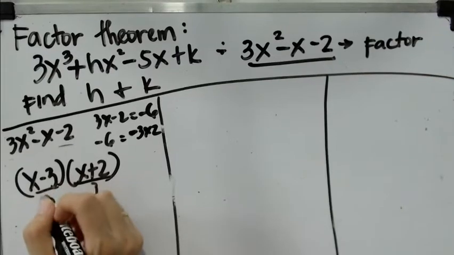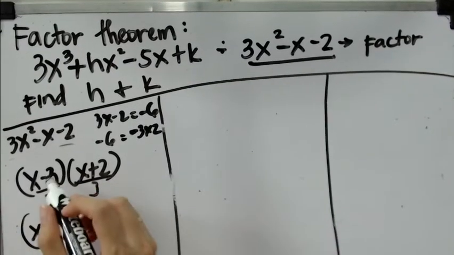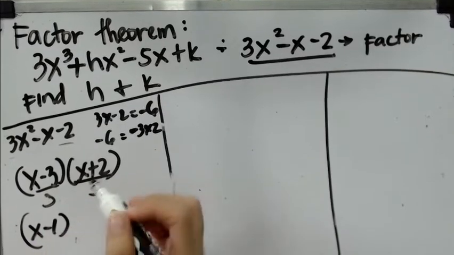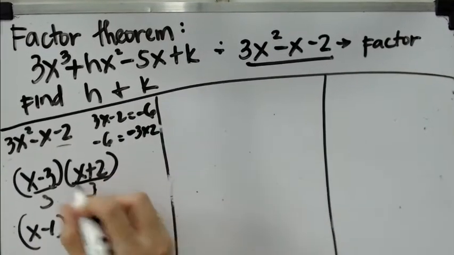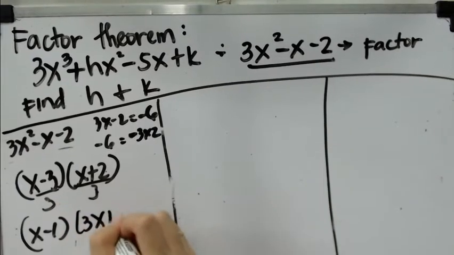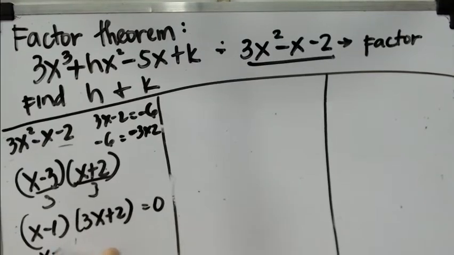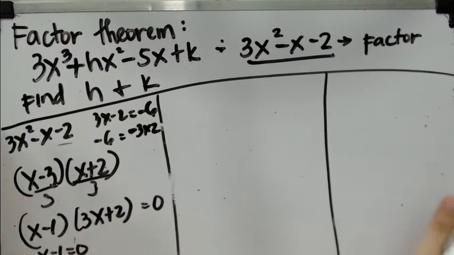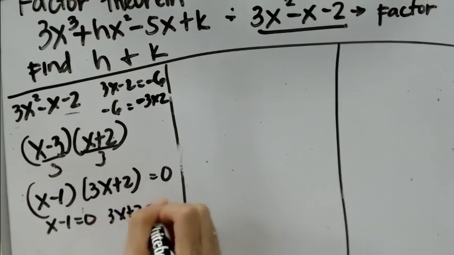Is this divisible? Yes, it is. So we have here x minus 1, because negative 3 divided by 3 is negative 1. Is 2 divisible by 3? No. So we rewrite it as the first term, 3x plus 2. And then we equate it to 0. We have here x minus 1 is equals to 0 and 3x plus 2 is equals to 0.